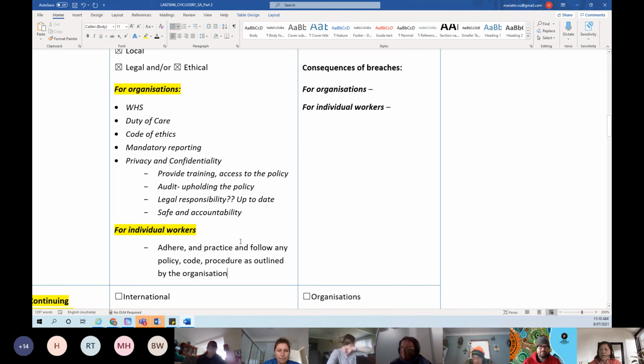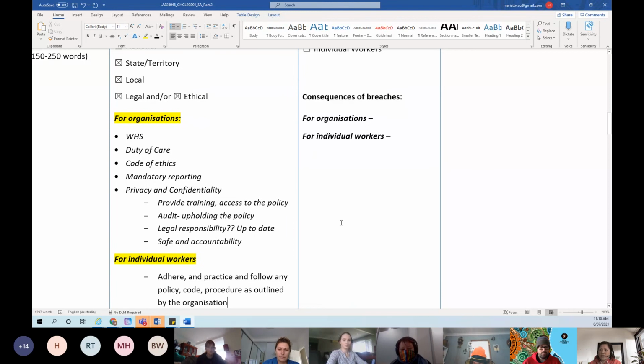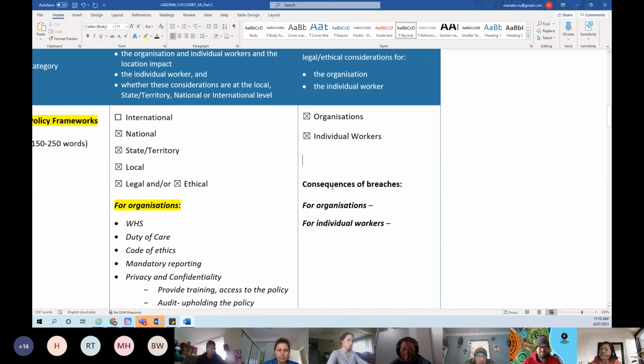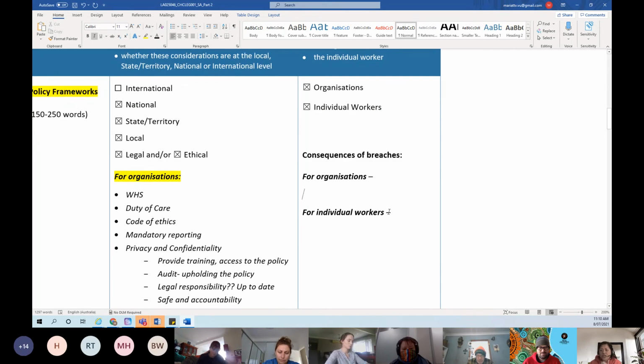Yeah? Okay. Now I'm going to move over to consequences. So just make sure you tick these two boxes because that's what we're unpacking. Don't ask me about the boxes. I don't know why they're there, but they are. So let's tick the boxes. Now, what do you think is the consequence for the organisation if they have staff that ignore work health and safety? If they have staff that are telling everybody about client information, okay, or they're not reporting child protection concerns?